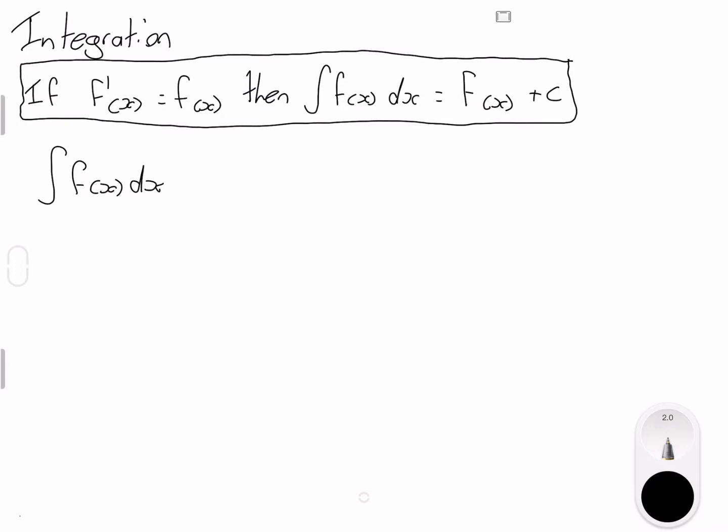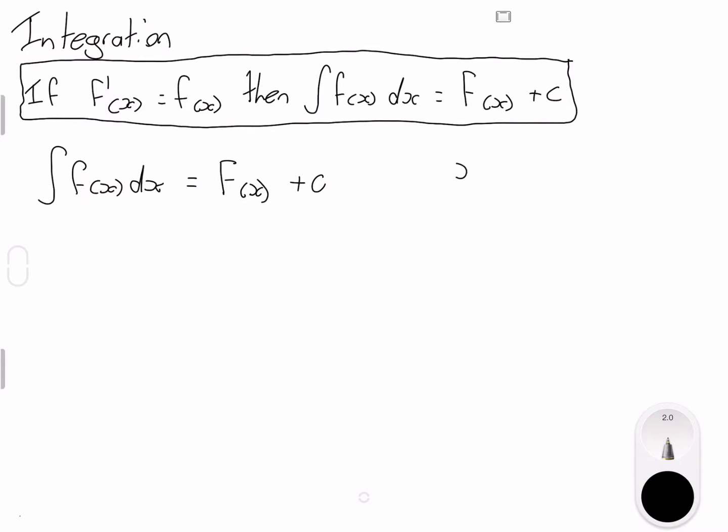So, if we've got the integral of f of x dx, what this is going to be equal to is the antiderivative of f of x, given here by capital F, plus c. So, I've written here, if the derivative of the capital F of x is just equal to f of x, then the integral of f of x with respect to x is just equal to the antiderivative of f of x plus c.